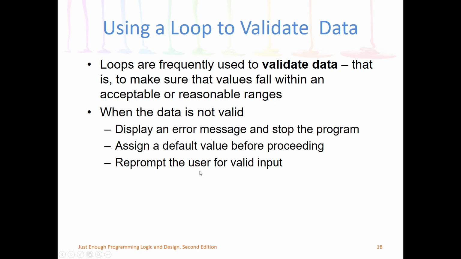And it's really important to get in the habit of thinking in terms of data validation, because you can blow a program up in a heartbeat if you're not ready to handle that stuff. And everybody has to deal with it. So you display the error message, assign the default value before proceeding, reprompt the user for valid input. So you're just nagging them, basically. You keep throwing that input screen up there, they'll eventually get the message.